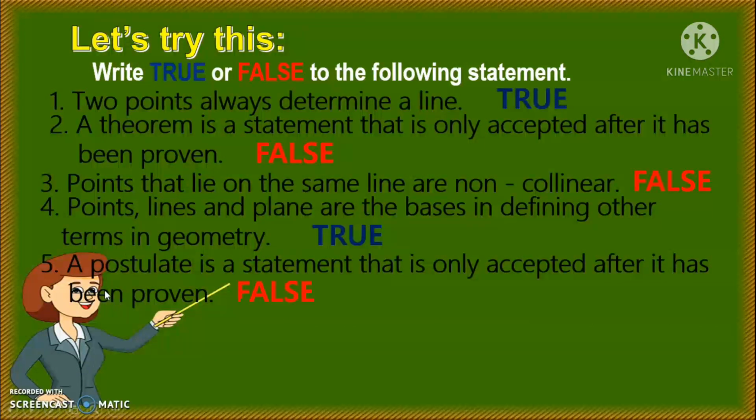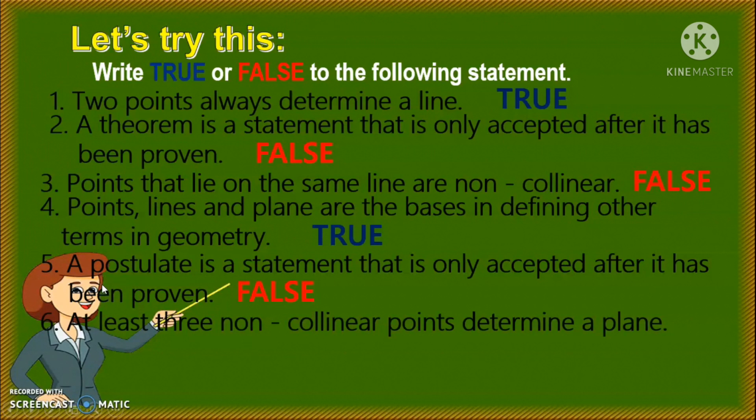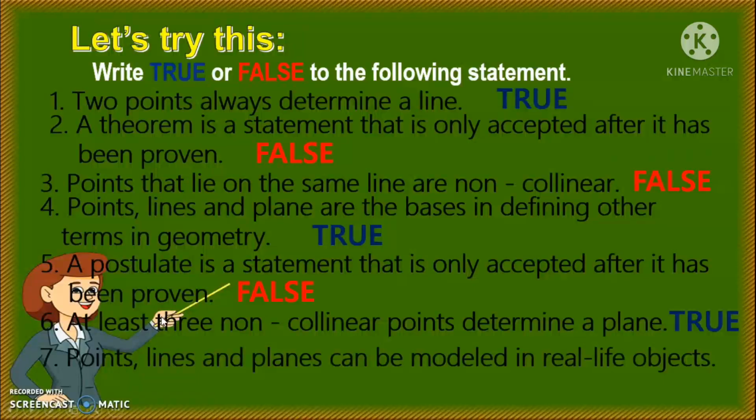Number 5, a postulate is a statement that is only accepted after it has been proven. False. Then, number 6, at least 3 non-collinear points determine a plane. True. 7, points, lines, and planes can be modeled in real-life objects. And that is true. So, kung nakakuha kayo ng 7 out of 7, congratulations. Ibig sabihin naintindihan niyo yung lesson natin.